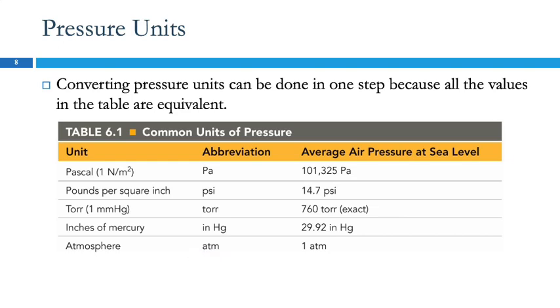So 1 atmosphere, which is atmospheric pressure at sea level, is exactly equal to 760 torr. It's defined that way. That would also be 760 millimeters of mercury. So 1 atmosphere is 760 torr. 1 atmosphere is also 29.92 inches, 14.7 psi, or 101,325 pascals. So we can do pressure conversions in one step because all of these things are equal to each other. And so you just choose the unit that you have and the unit that you want, and you've got your conversion factor.